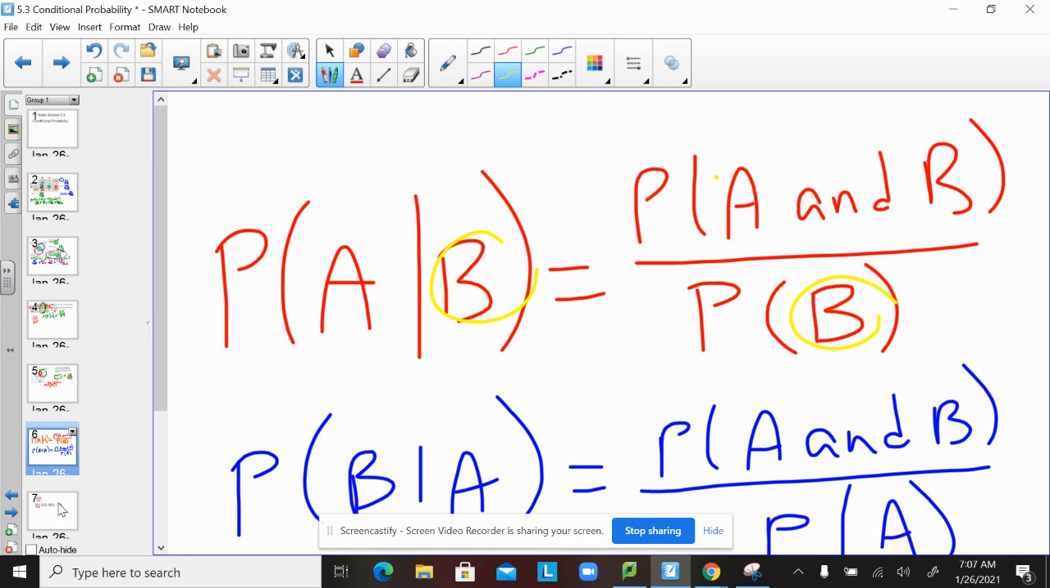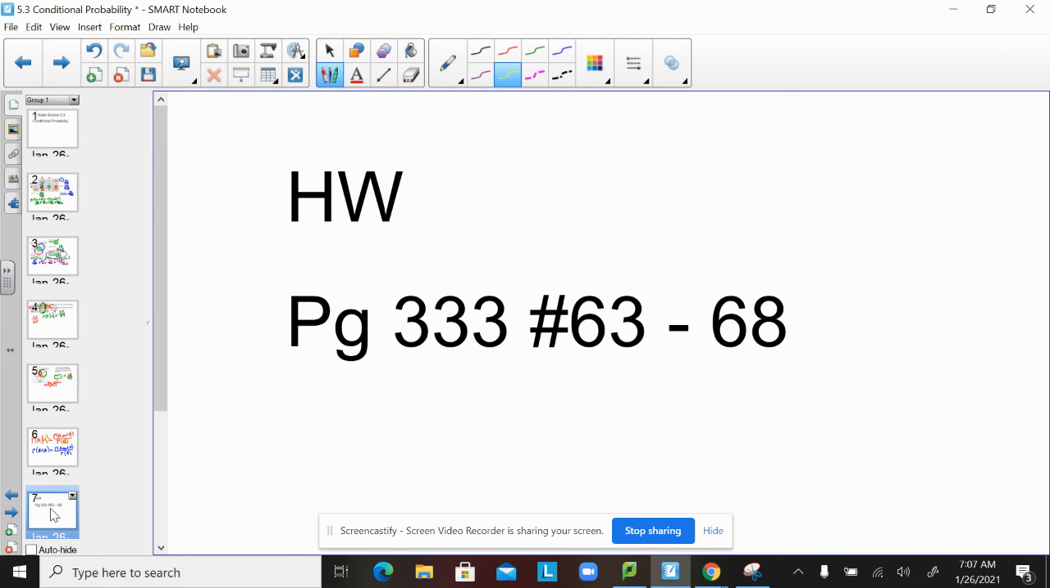Okay, so I think that's all I've got for this, just the beginning of section 5.3, but it gets us enough for today's assignment and for tomorrow's live lesson. So here's the assignment, just 6 problems, introducing some basic conditional probability problems.